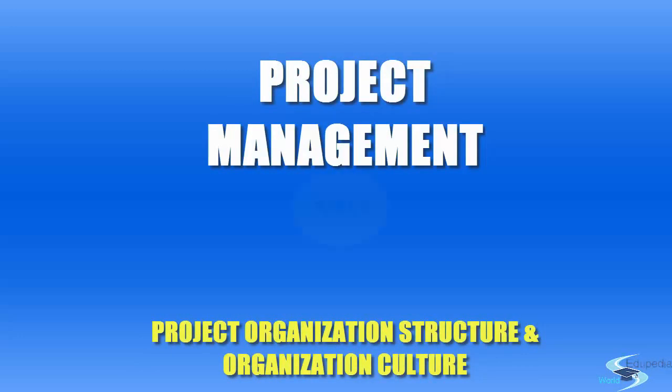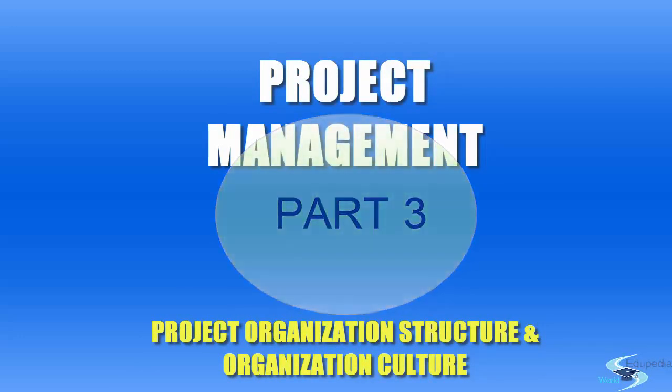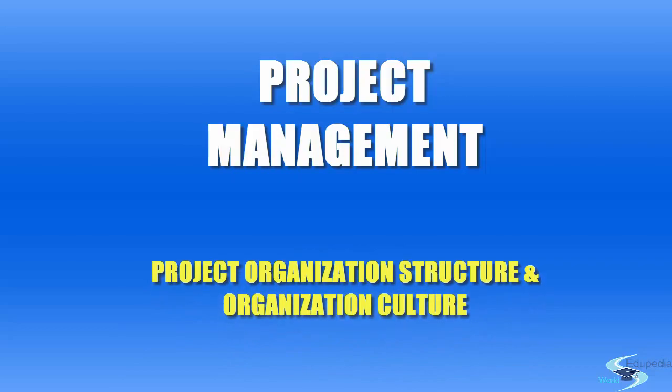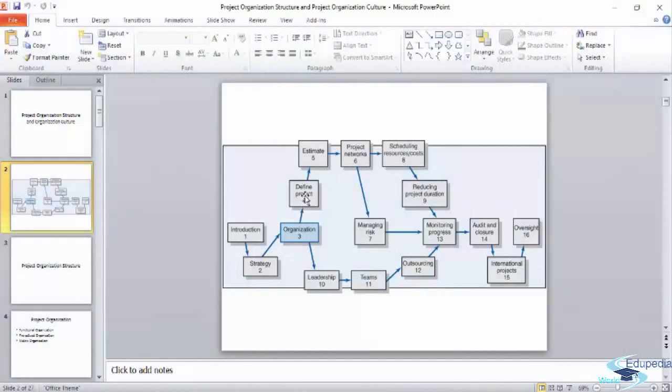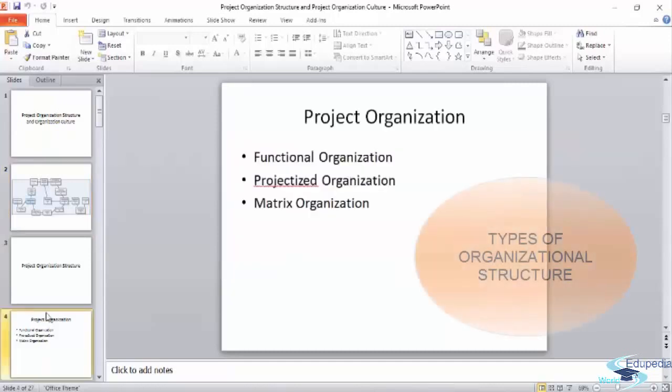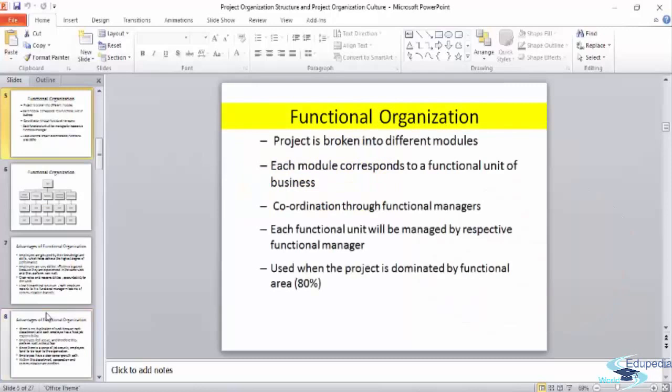Now, in part 3, we'll discuss project organization structure and organization culture. So this is the overall flow: strategy, organization, define the project, estimation, networks, managing risks, monitoring progress, scheduling resources, reducing project duration, project closure. So now we discuss organization. Three types of project organization: functional organization, projectized organization, matrix organization. First, we'll discuss functional organization.